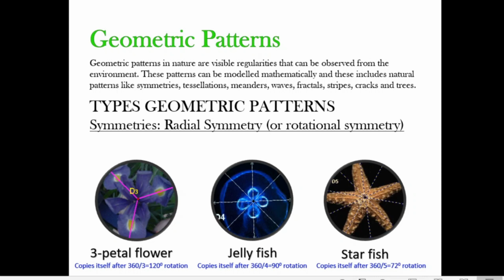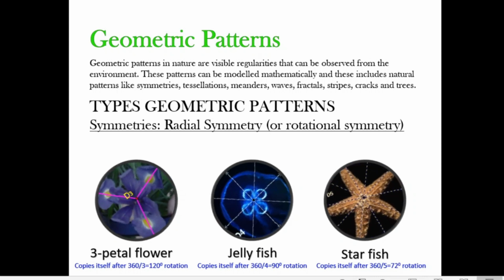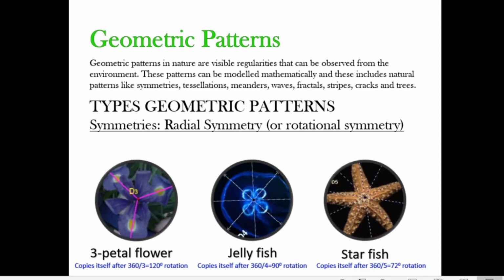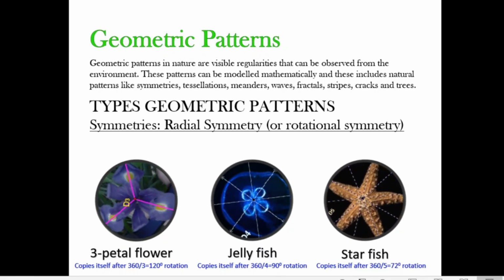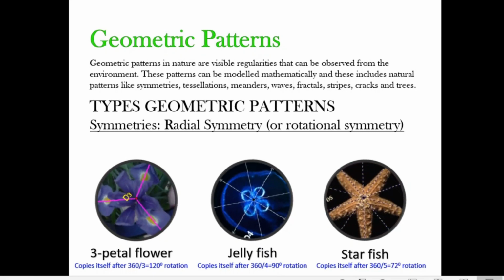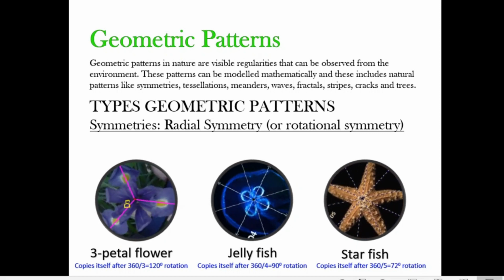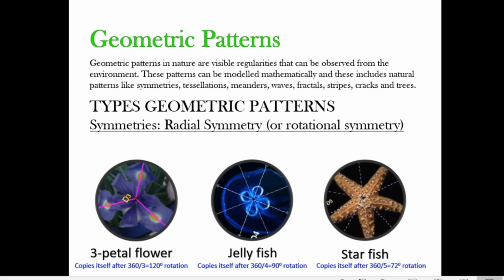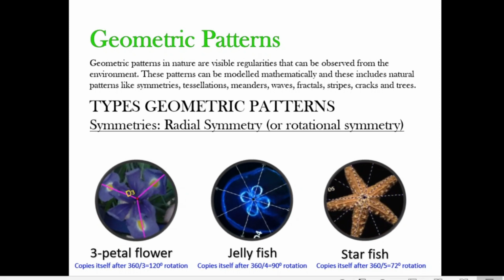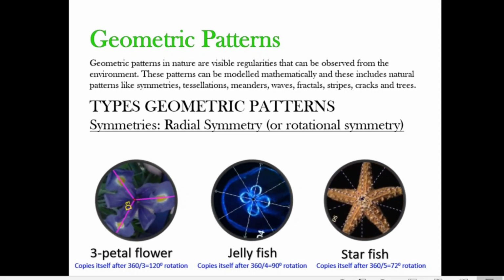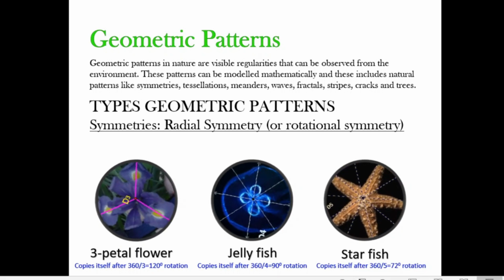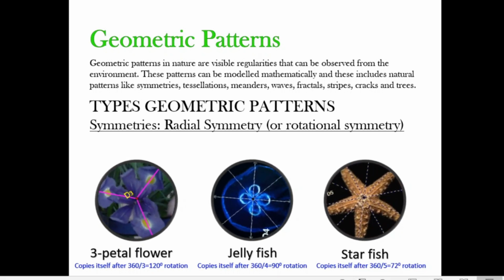For example, we have a three-petal flower. If you're going to rotate this flower, it looks the same after a 120 degrees rotation. You have your jellyfish. It's the same. It's identical after rotating it 90 degrees. Also, you have your starfish. After rotating it 72 degrees, it goes back to its original look.